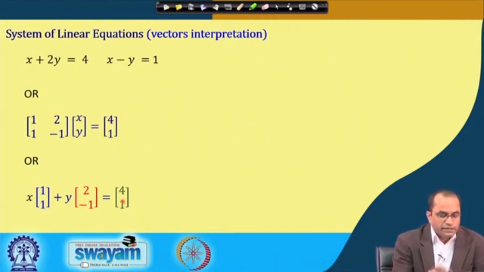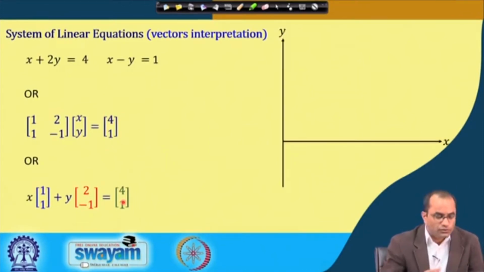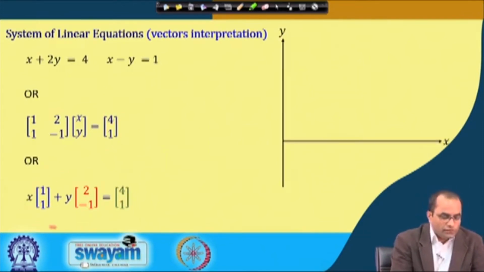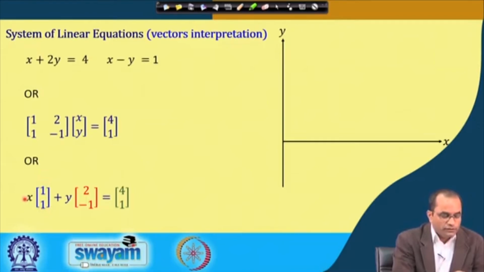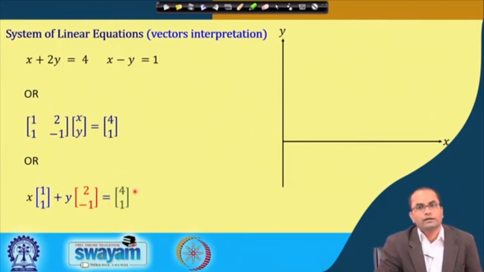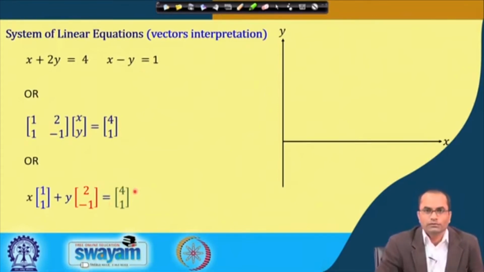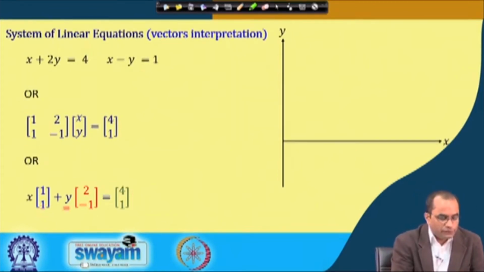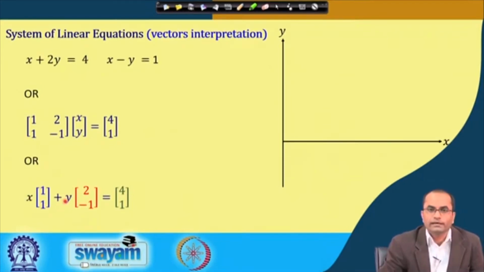The right hand side we have this vector 4 and 1. So, now we will look into this aspect of these vectors, that we are adding this vector here 1 1 with some multiplication plus another vector with some multiplier here, and that should give us this 4 and 1. So, we will see whether it is possible to have the combination of these two vectors with the addition of these x and y, we can get this 4 and 1.